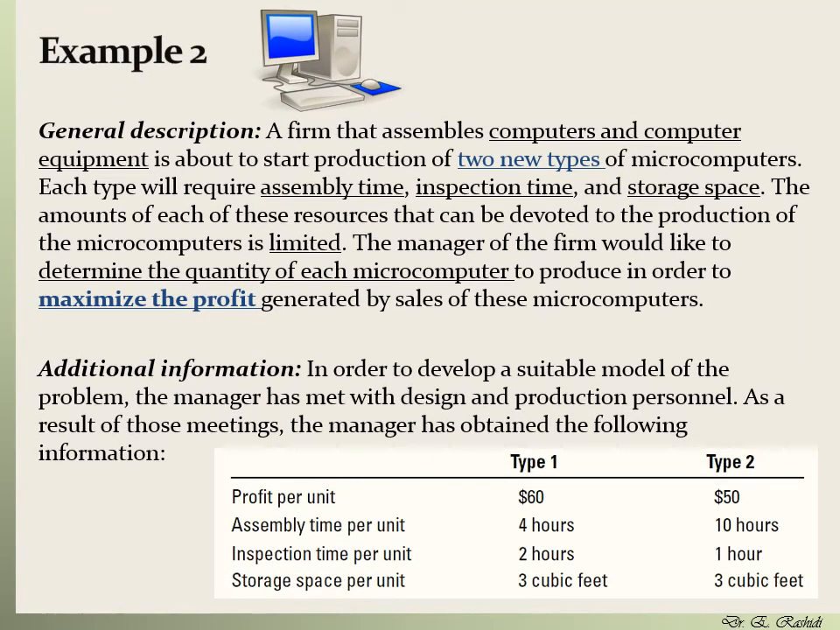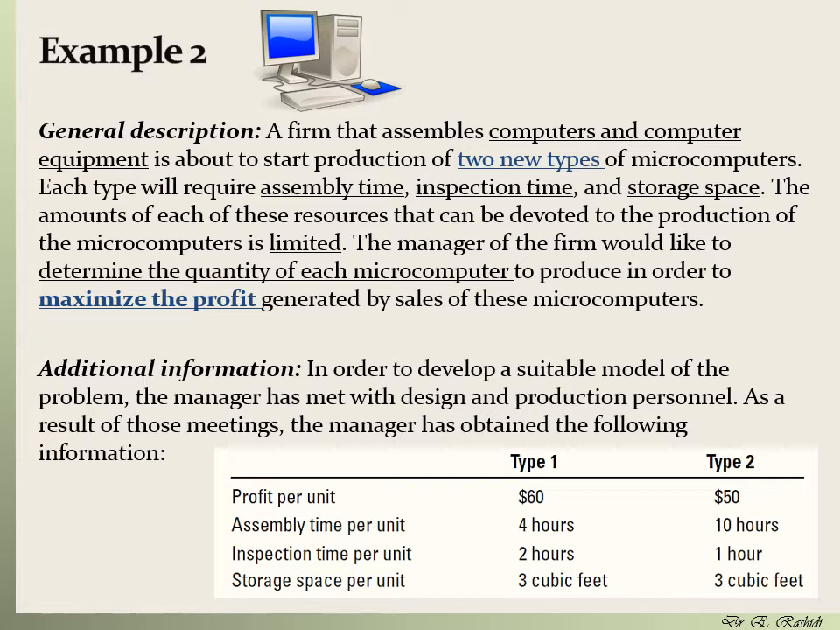Here we're going to see another example of a problem that we're going to model as a linear programming problem, and then we're going to solve it using the graphical method. General description of the problem is as follows.